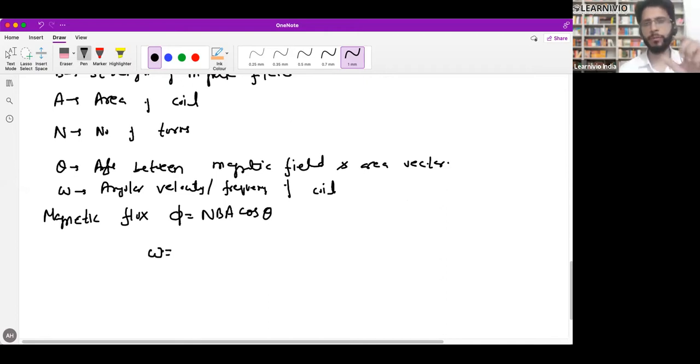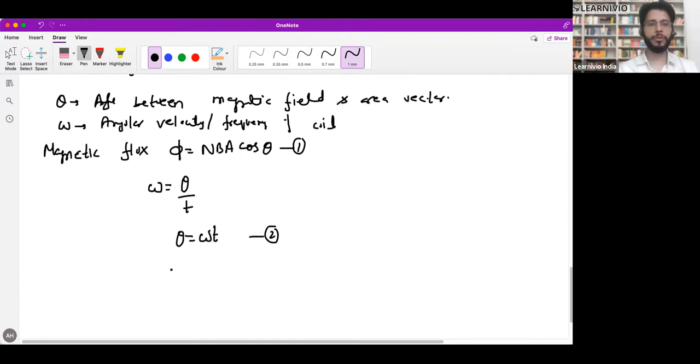Does anyone remember any relation between angular velocity and angular displacement? Haji: omega is equal to theta by t. Yes, angular velocity is angular displacement divided by time. So this is equation number 1. So you can say that angular displacement is angular velocity times time. That's equation number 2. Now what we can do is substitute 2 in 1. We have already done this calculation in electromagnetic induction. I'm just repeating it again.